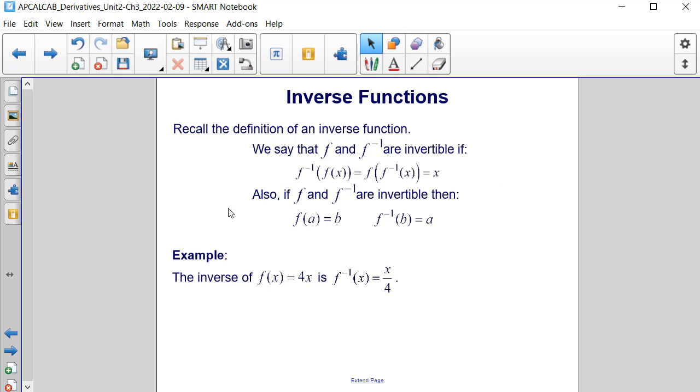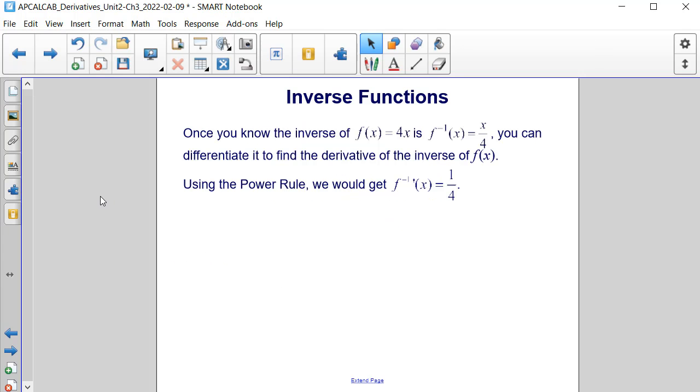Also, if f and f inverse are invertible, then f of a is equal to b and f inverse of b is equal to a. For example, the inverse of f of x equals 4x is f inverse of x, which is equal to x divided by 4.